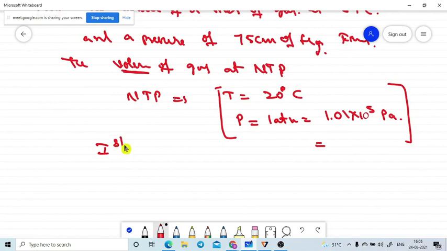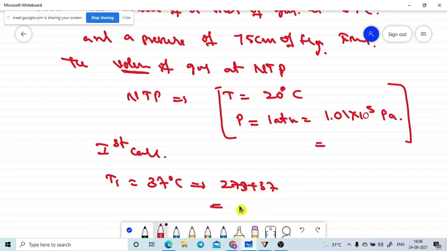In the first case, the temperature of the gas T1 is equal to 37 degrees Celsius. While you are doing gases, you need to take the temperature only in absolute terms. So 273 plus 37 is nearly 310 Kelvin. This is the first case we are taking.